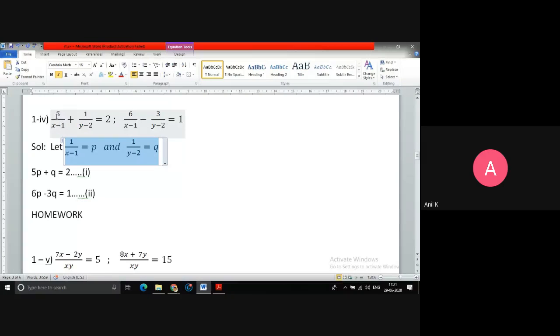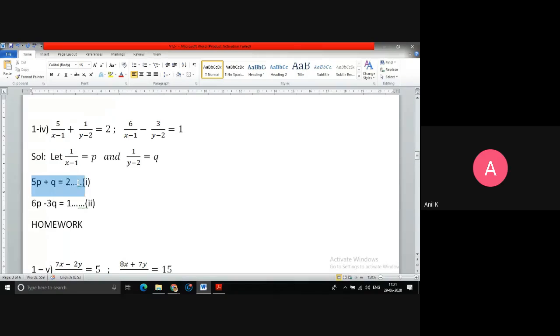So your equations are going to be 5 times p plus 1 upon y minus 2, which I'll take as q only: 5p plus q equals 2, and 6p minus 3q equals 1. 5p plus q equals 2 is the first equation, 6p minus 3q equals 1 is the second equation. Here I left the question for you because by this time you must have understood how to solve the equations by any of the methods. You can use elimination, substitution, cross multiplication, any method.